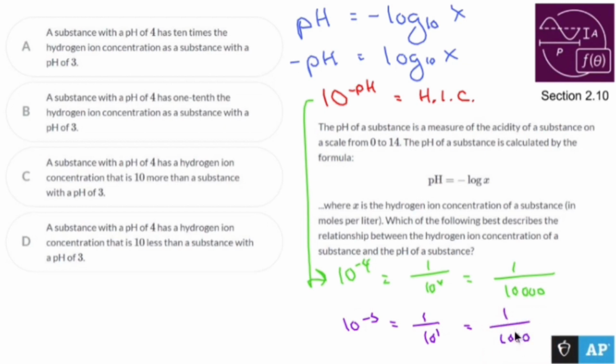This one is 10 times more than the other one. Is that what they wanted? So the pH of 3 is 10 times more than the pH of 4. They said the 4 is 10 times more than the 3. No. The substance with the pH of 4 has 1/10. Yep, because if I were to multiply by 1/10, that works because it's smaller. So it's B. It has nothing to do with adding more to it or subtracting 10 from it. It has to do with taking 1/10 of it.